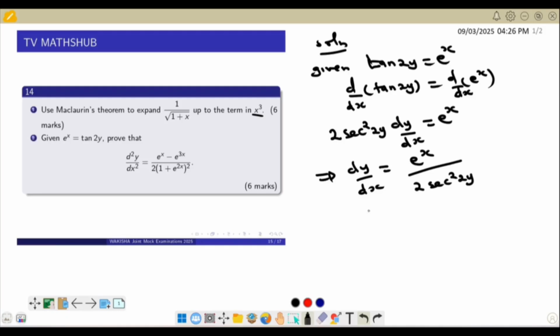Now, having looked at this, we shall now have this expression simplified as e to the power x divided by 2, sec squared is the same as 1 plus tan squared of 2y.